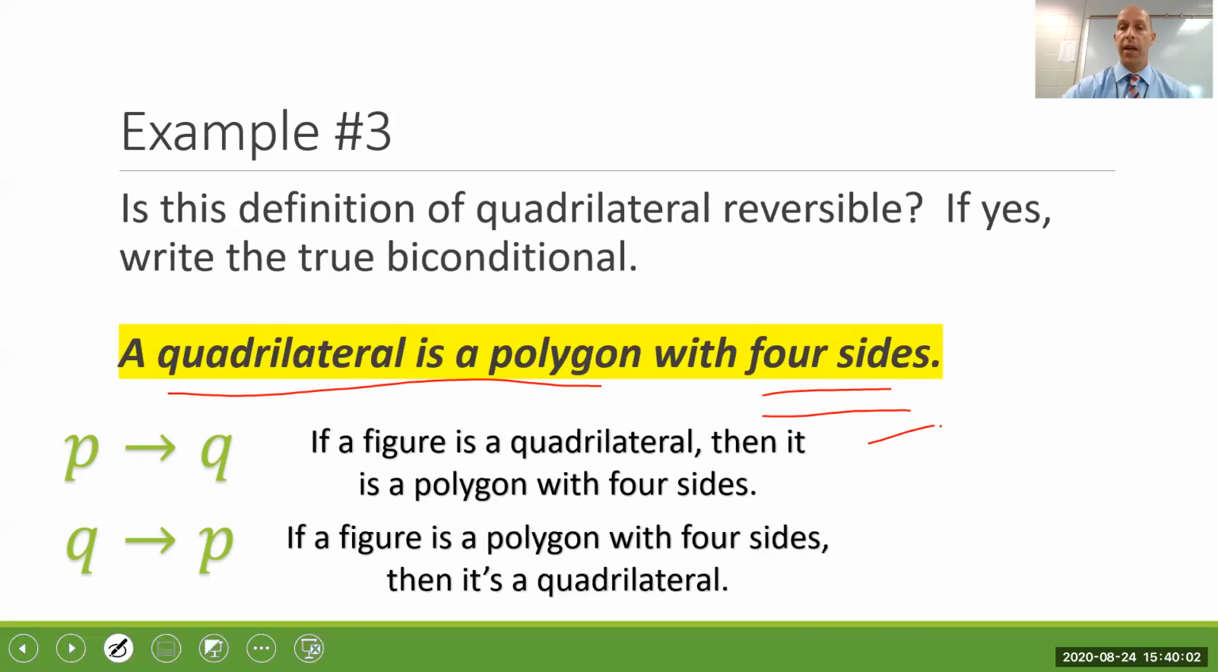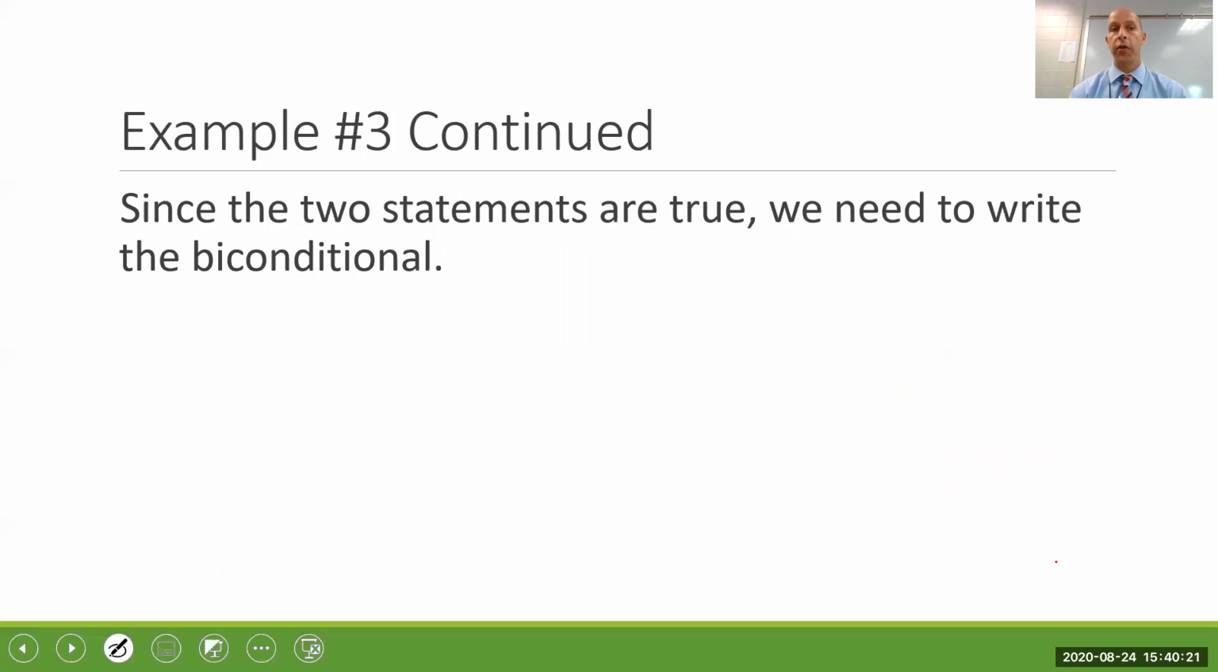And since both of these statements are true, and let's make sure that they are: if it's a quadrilateral, then it has 4 sides, that's true. If it has 4 sides and it's a polygon, then it's a quadrilateral, that is also true. So since both of these statements are true, we can write our biconditional statement. Can you guess what 4 words I'm going to make sure I include? In fact, you might want to stop and write it.